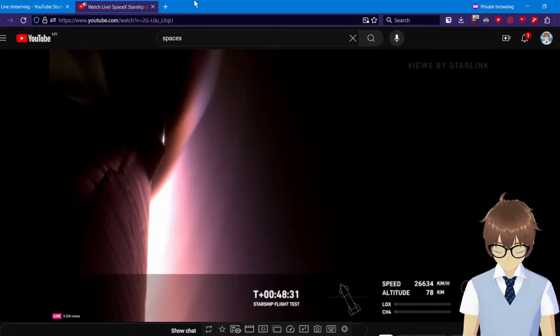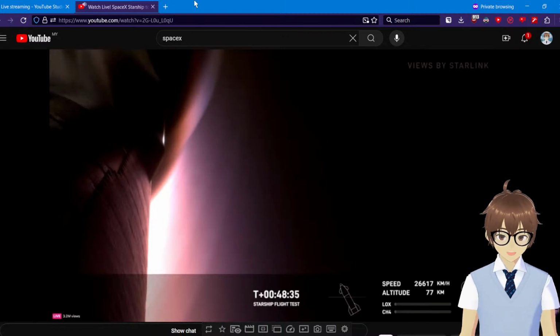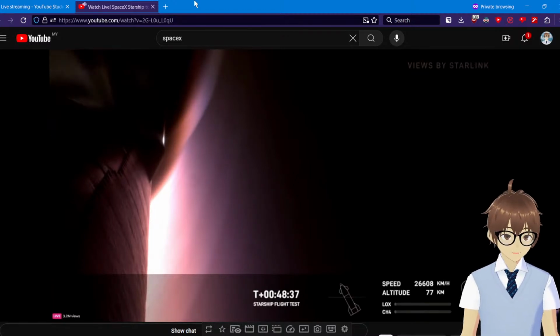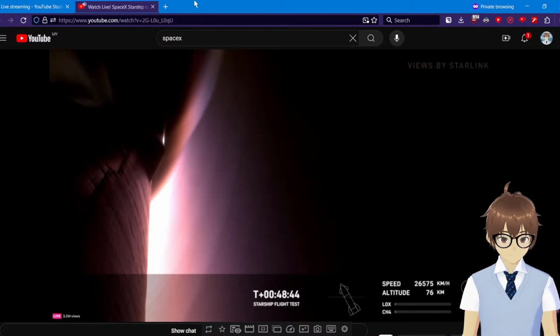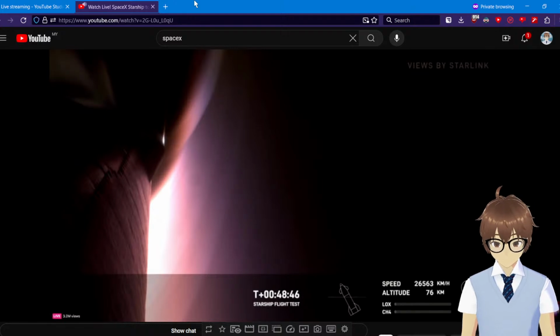Now we are expecting entry to begin here in about 30 seconds or so. Entry to splashdown is expected to last about 6 minutes. You can see the RCS doing its job right now. That flip maneuver should occur about 10 minutes before splashdown.